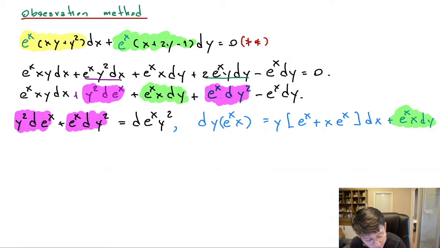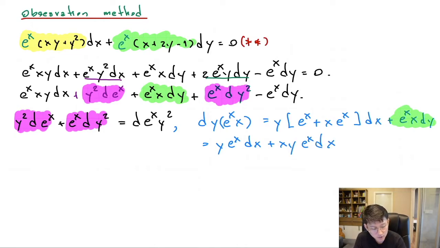And then I'll just write it a bit better. So I have y e to the x dx plus xy e to the x dx plus e to the x dy. So again, I know that this term is actually this term. And again, guys, this term is actually that term, right?